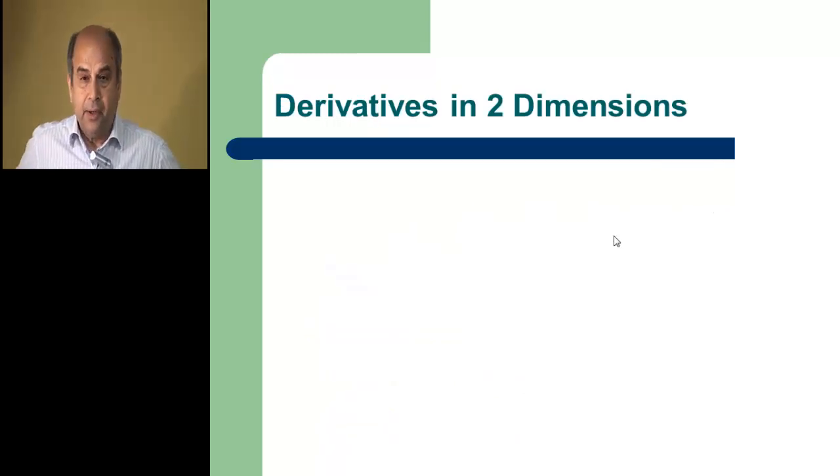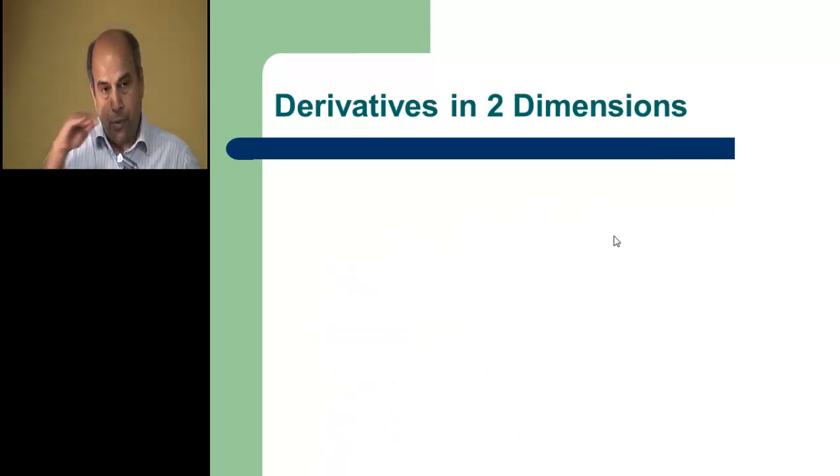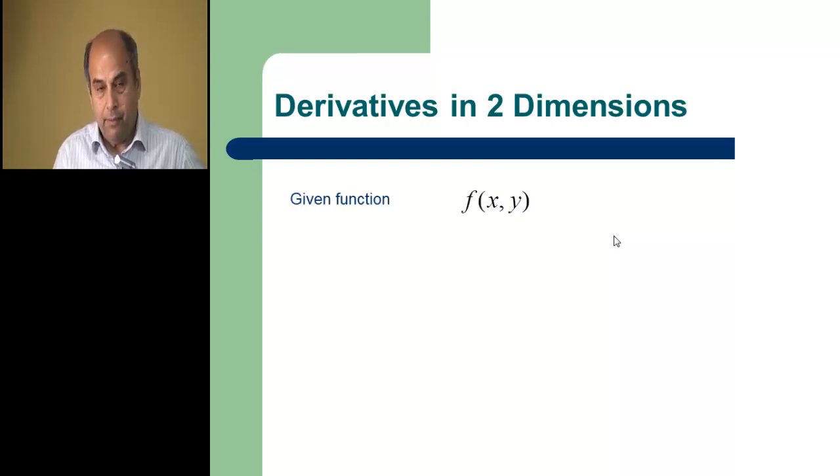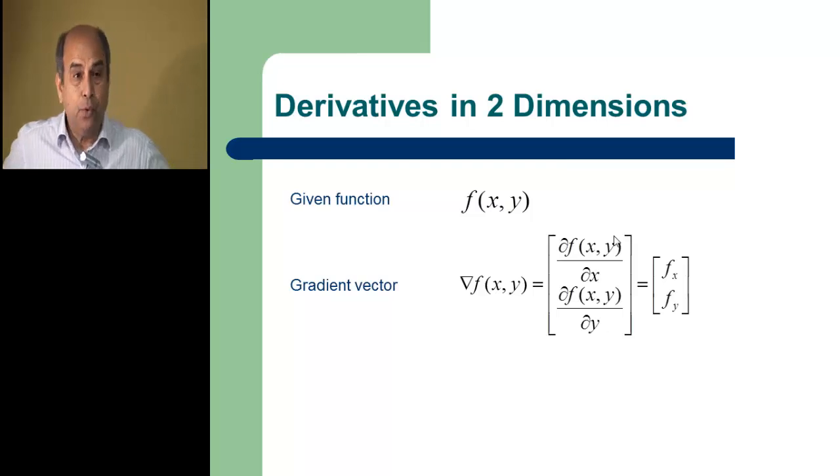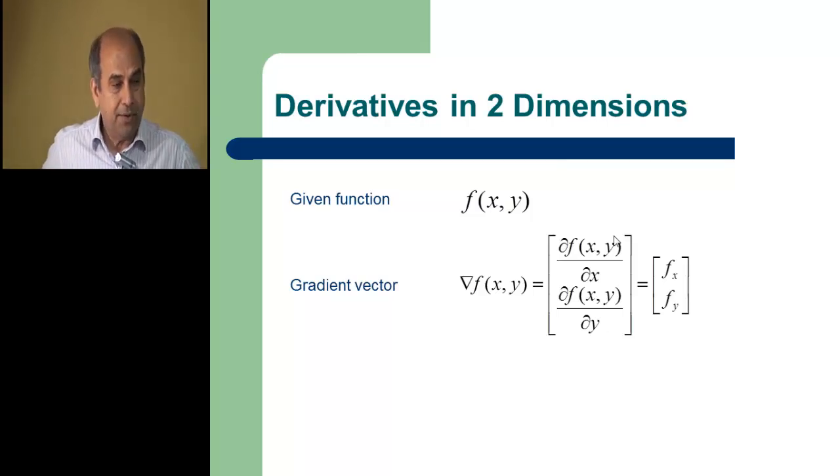So now images are two-dimensional because, as we said, we have rows and we have columns. Therefore our function now is of two dimensions, x and y. So we will have two partial derivatives. One will be the derivative of f with respect to x, and the other will be the derivative of f with respect to y. And so it will be fx and fy, and this will be a vector because it has two numbers.